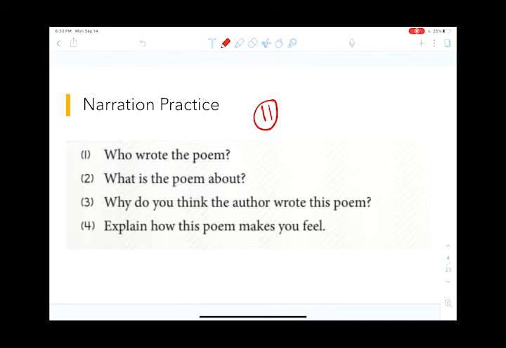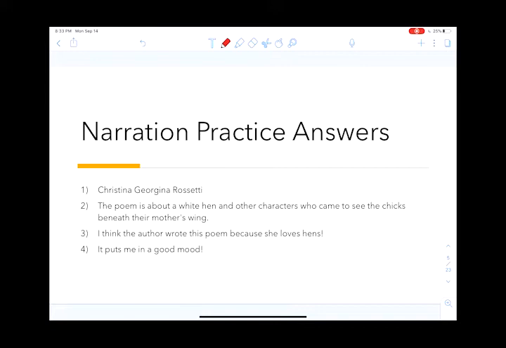Let's get the answers. For 1, the answer is Christina Georgina Rossetti. Number 2, the poem is about a white hen and other characters who came to see the chicks beneath their mother's wing. 3. I think the author wrote this poem because she loves hens. 4. This poem puts me in a good mood.